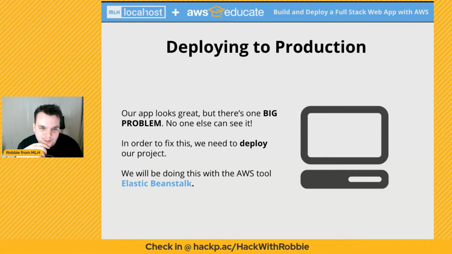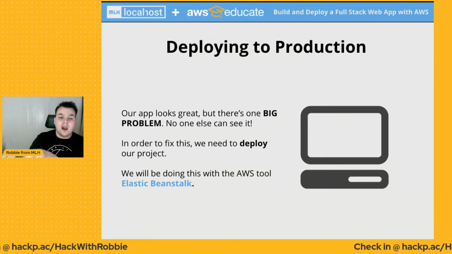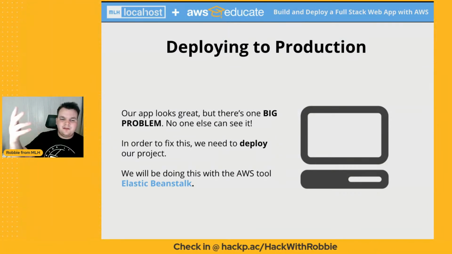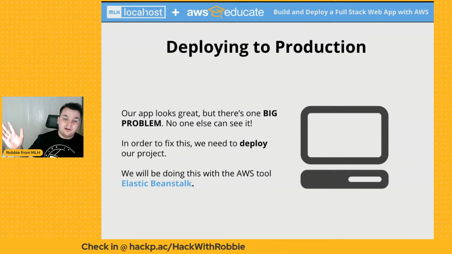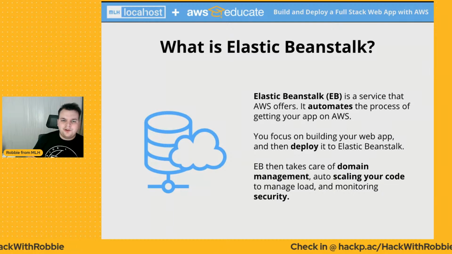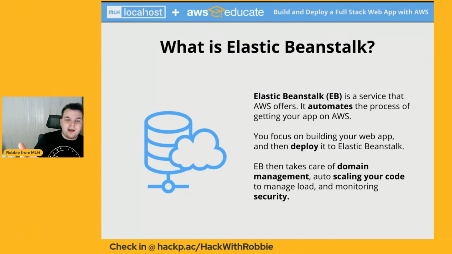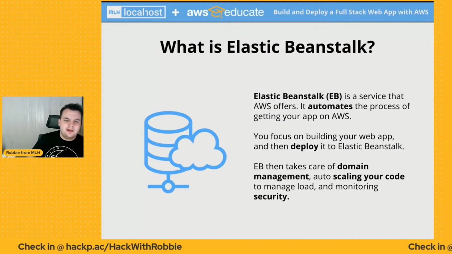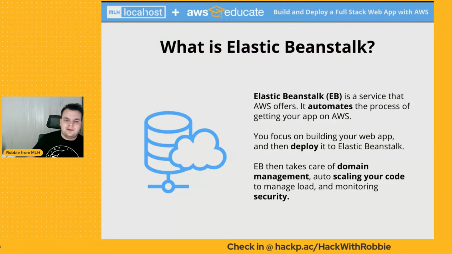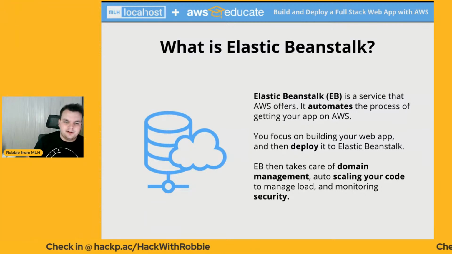So we need to deploy our project using Elastic Beanstalk. This is where we're taking the project that we have got running locally on our computer, which no one else can access, and we're going to put it onto Elastic Beanstalk, which is going to make it accessible to the whole world. Elastic Beanstalk is a service offered by AWS. It automates the process of getting your app onto AWS. So we focus on building the web app, which is basically now done. It's built for us and it's working. And then we deploy it to Elastic Beanstalk. Elastic Beanstalk then takes care of the domain management, auto-scaling the code to manage load, monitoring security, all that good stuff.